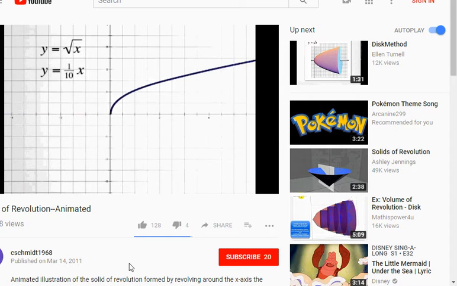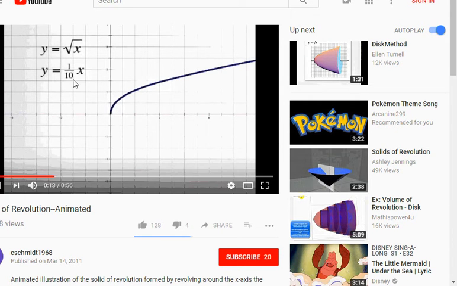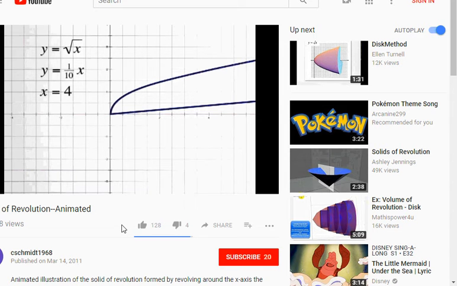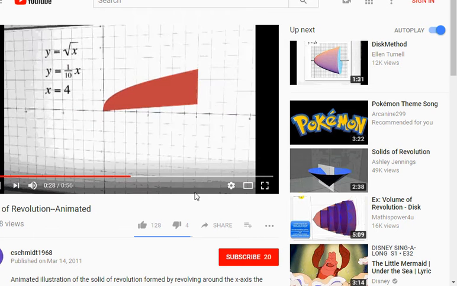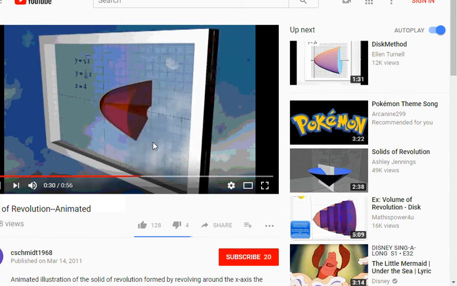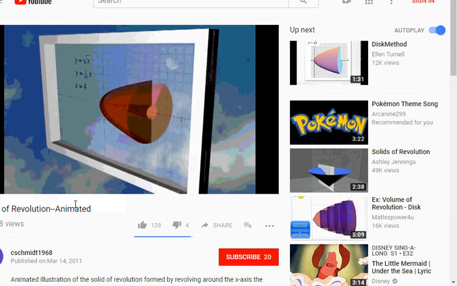And then we've also got the function y equals 1/10 x. So that's just a line that goes through the origin with a slope of 1/10. It would look something like that. Okay, it looks like in this example, we're also going to do x equals 4. That's just a vertical line. So we're going to take that region and revolve it about the x-axis.